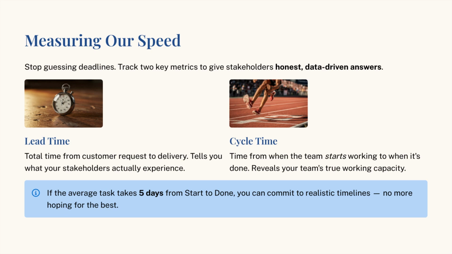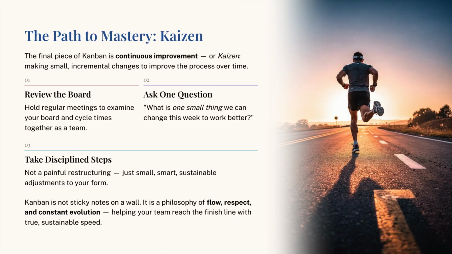So now that we have mastered the metrics that tell us how fast we are really moving, you might be wondering how we encourage the team to keep improving that speed every single day. Well, that brings us right into our next step, the cycle of continuous improvement. We have looked at the board, the limits, the bottlenecks, and the metrics. The final piece of the Kanban puzzle is continuous improvement. Think of a marathon runner who shaves 5 seconds off their time in every race. They don't change their shoes every day. They make tiny, sustainable adjustments to their form. In Kanban, we call this Kaizen.